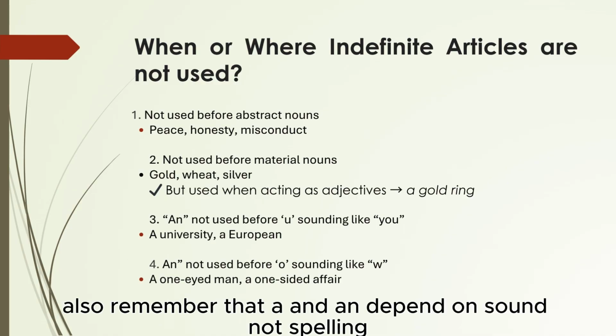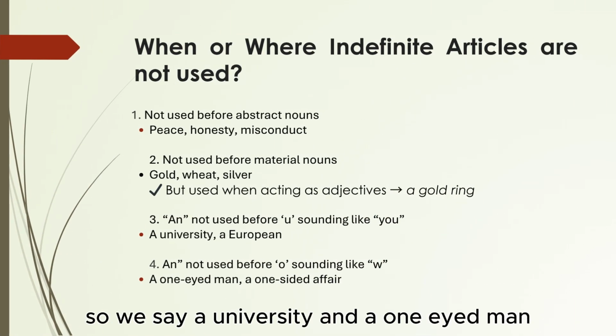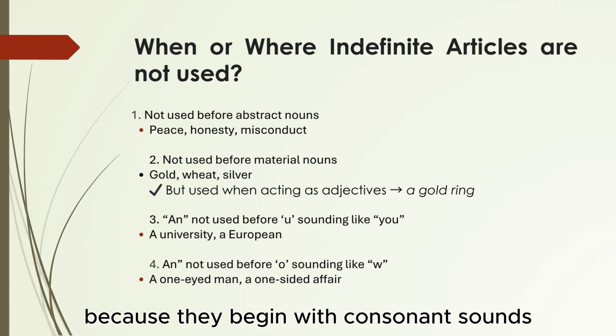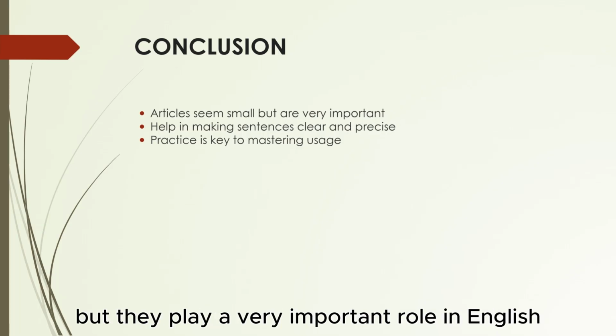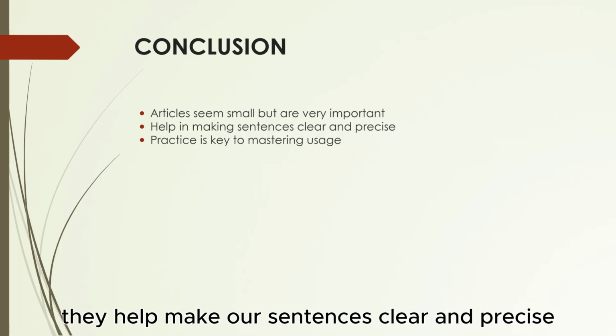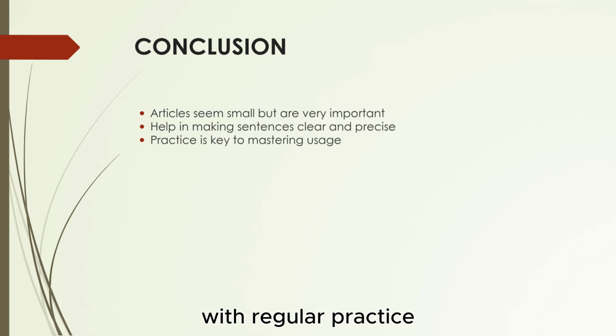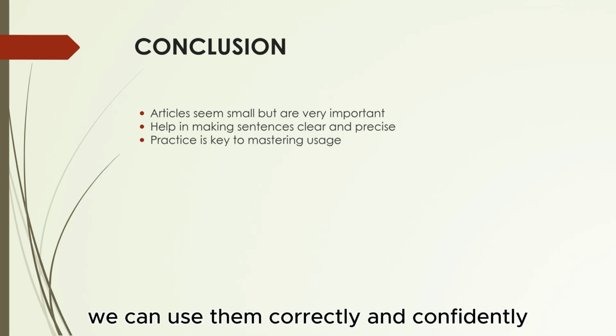Also, remember that a and an depend on sound, not spelling. So we say a university and a one-eyed man because they begin with consonant sounds. To conclude, articles may seem small, but they play a very important role in English. They help make our sentences clear and precise. With regular practice, we can use them correctly and confidently.